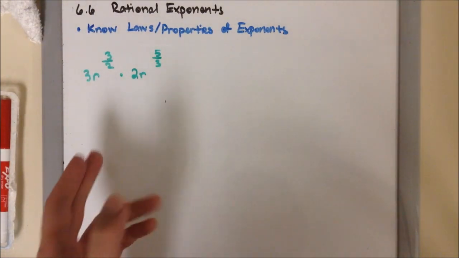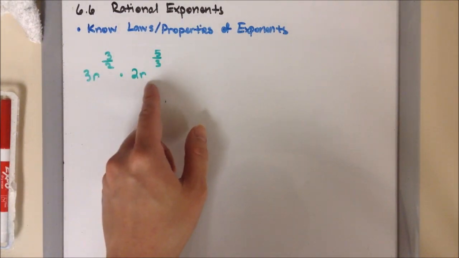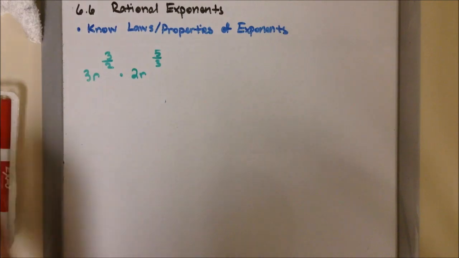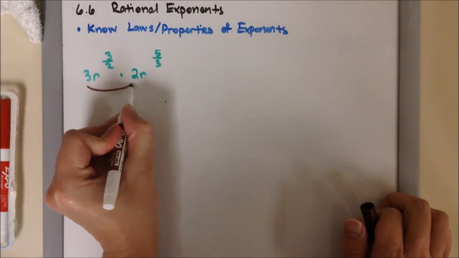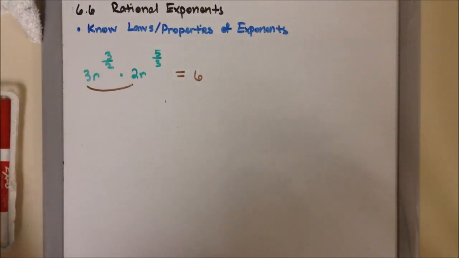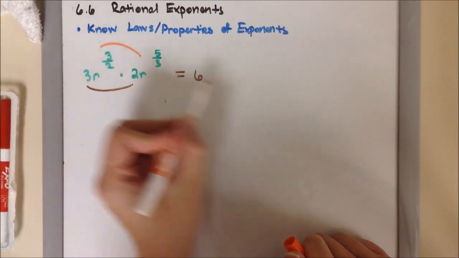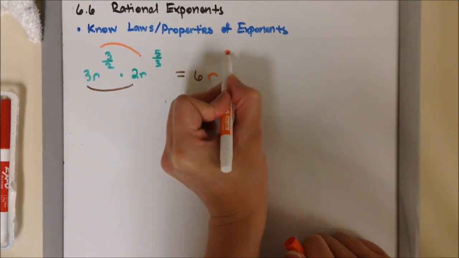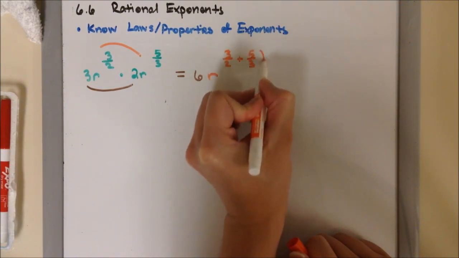Now, in our first example, I have 3r to the 3/2 power times 2r to the 5/3 power. So when we're multiplying, let's take a look at the coefficient. It's going to be 3 times 2, so I'm going to multiply these two right here. That's simply going to be 6. And then for the other one, the r times the r, so it's going to be r, and since I am multiplying, I'm going to add the exponents together. So it's going to be 3/2 plus 5/3. So that would be my exponent.